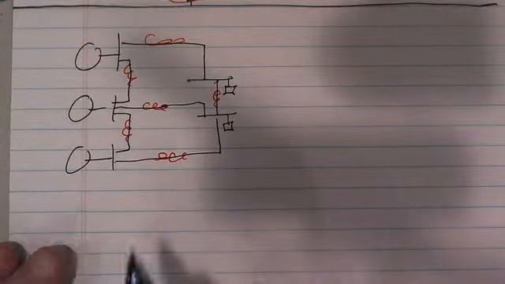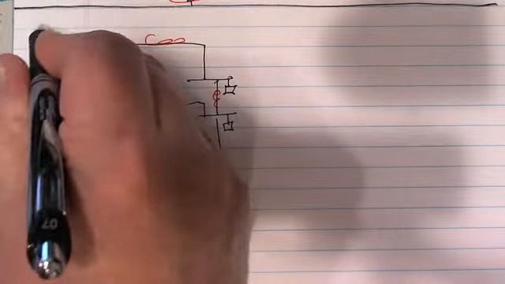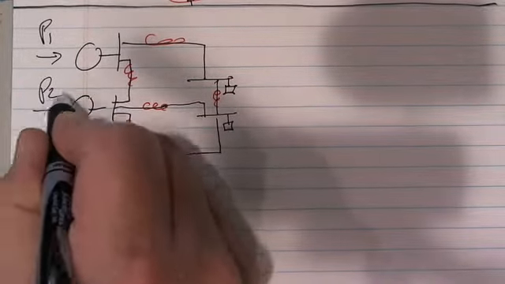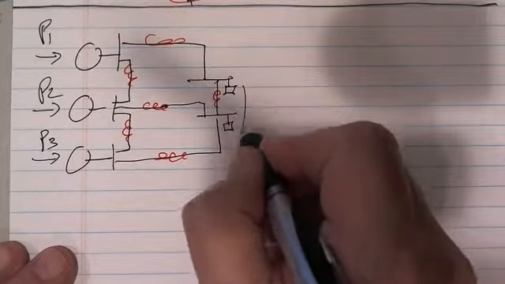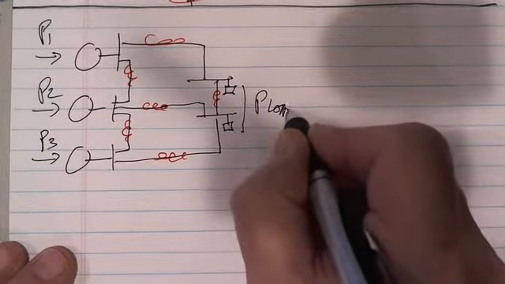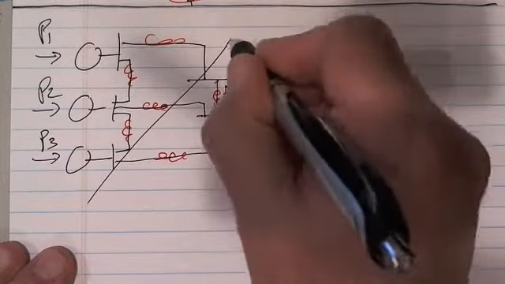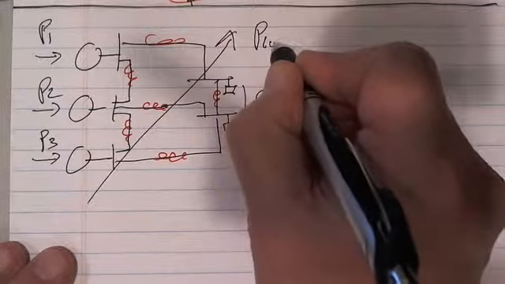So we have P1 to, let's say in this case, P3. And I'll just combine the loads here into P load, and we'll draw a big arrow like that and call it P loss.